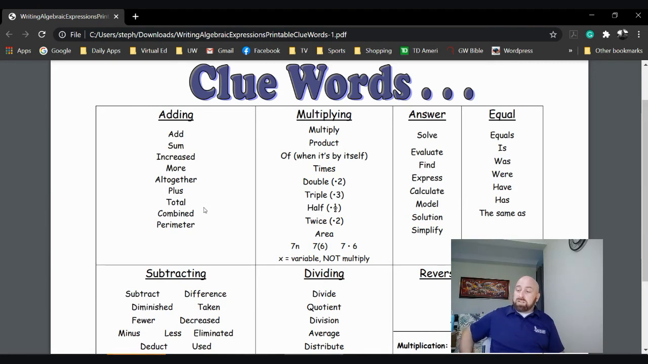Model, solution, simplify. I won't take the time to read all of these words. Equal. Here's an interesting word. When you want to see the equal sign, it will use the word equals. Is, was, were, have. Those are basically tenses of the word is, like past tense, things like that. Same as, the same as. These are different ways to do equals.